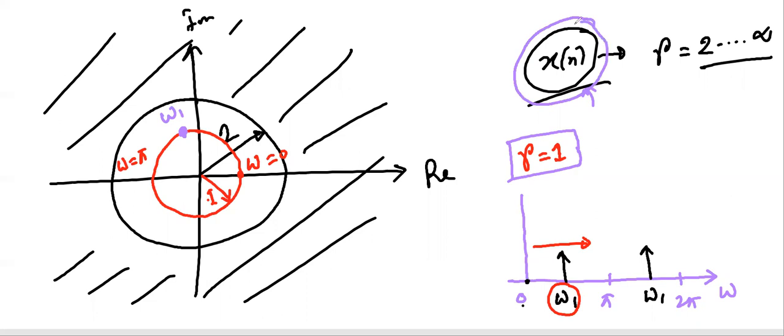Of course, you can now understand that whenever this omega is proceeding from 0 to pi in the discrete time Fourier transform, in the z-plane, it actually proceeds from 0 to twice pi. Here it is a linear one, and there in the z transform we have the circular one. Throughout this circle, what is the value of r? The value of r is 1.